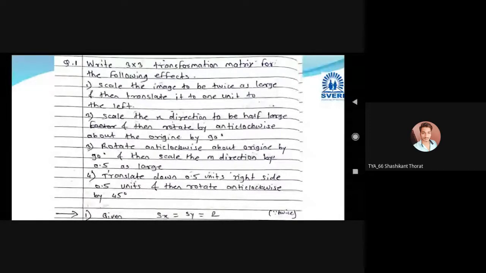Now write the 3x3 transformation matrix for the following effect. Scale the image to be twice as large. Twice is nothing but they have given both sx and sy, the value 2. Statement reading is very important for the transformation matrix. Scale the image to be twice as large and then translate. Another operation they have asked: translate it 1 unit to the left. Left is nothing but the negative distance. For negative distance we have to travel.